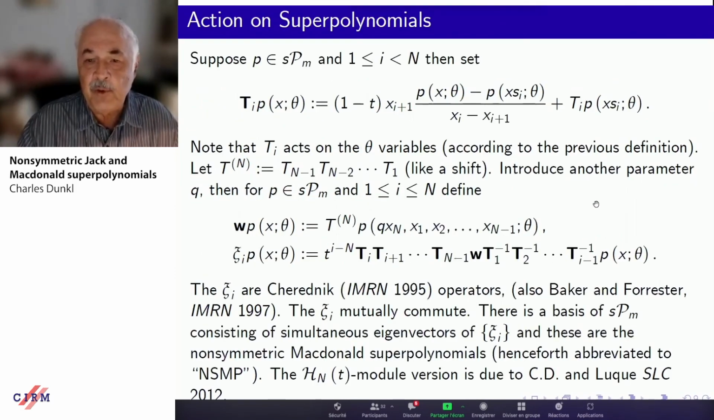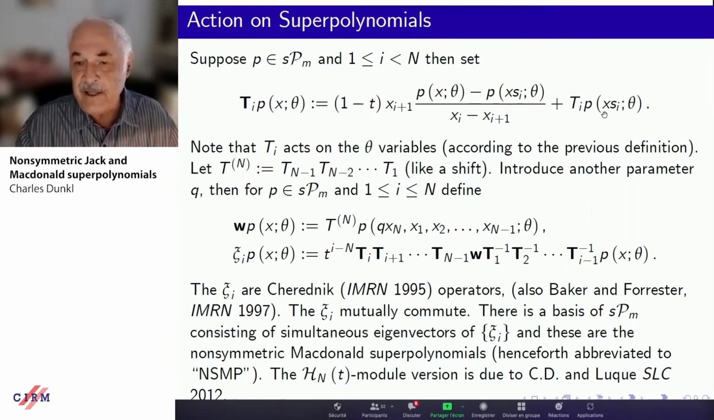This is the key point. How do you let the Hecke algebra act on superpolynomials? So this is the de Mazur operator. First, this is just the polynomial, let's say the scalar case. And then this is the trick to make it work for modules. You act by ti on the theta variables.